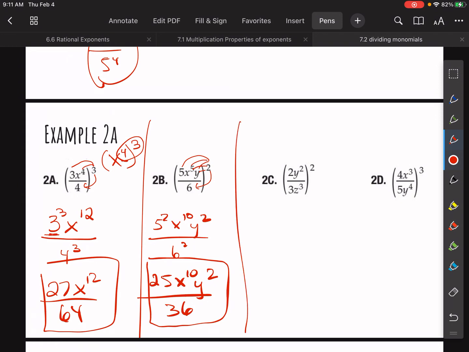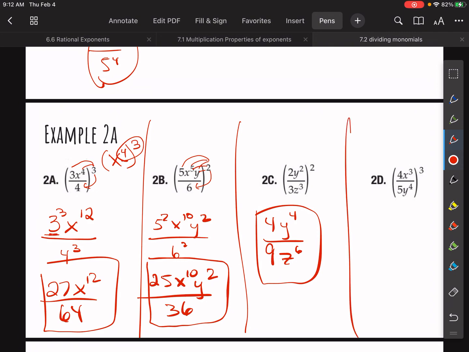Okay, for 2c, let's do the same thing. 2 to the 2nd power is 4. Y squared squared is y to the 4th. Then we have on the bottom 3 squared, which is 9. And then z to the 3rd power, squared, is z to the 6th power. And I'm done with that one because there's nothing in common with numerator and denominator.